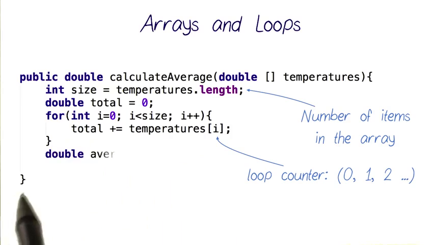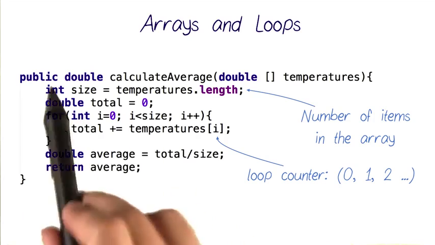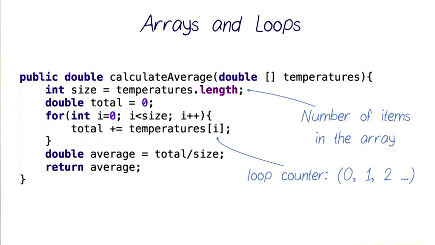To calculate the average then, we just need to divide that by our size, which is the number of elements inside the array. And then we could safely return our average calculation as the result of our function. That looks great. Let's trace it with an example array of doubles to see if it actually works.